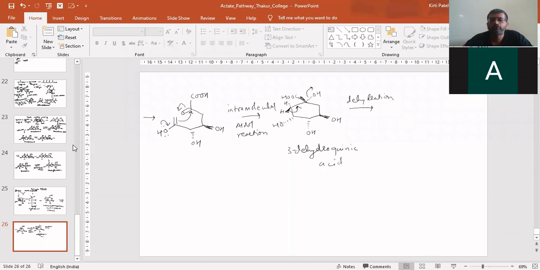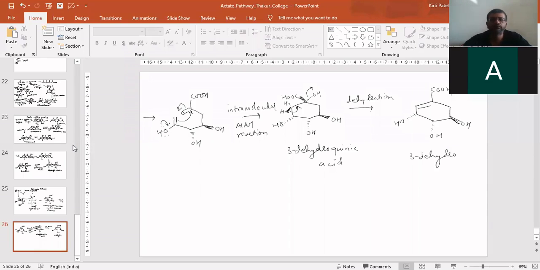This 3-dehydroquinic acid will give us 3-dehydroshikimic acid. Here we will have a double bond, OH, then again a dotted OH. This will have an OH and here COH. This compound we call 3-dehydroshikimic acid.